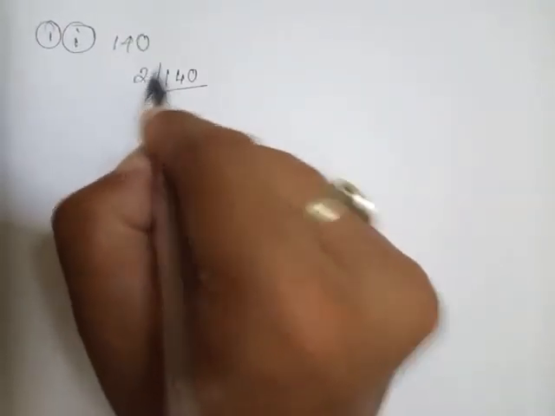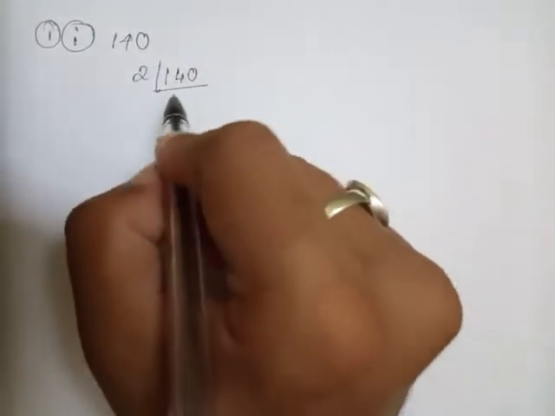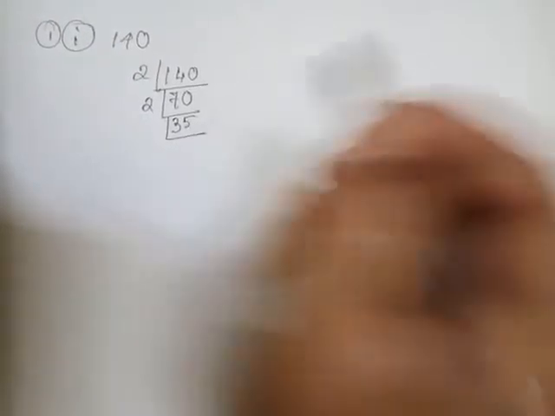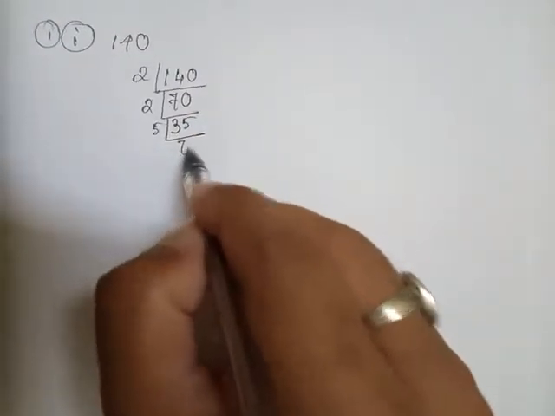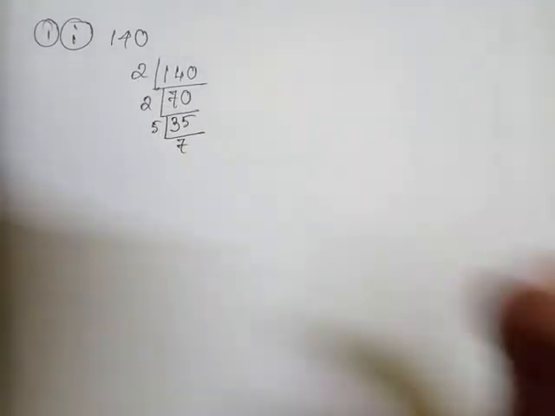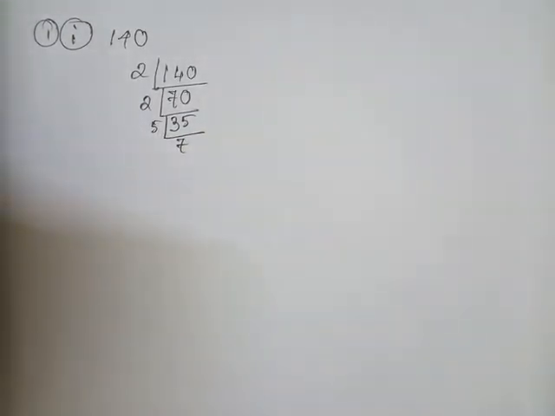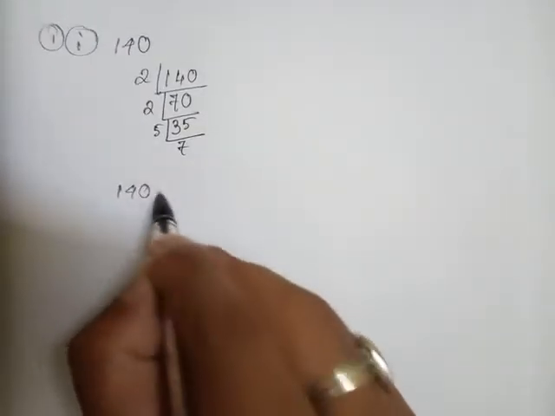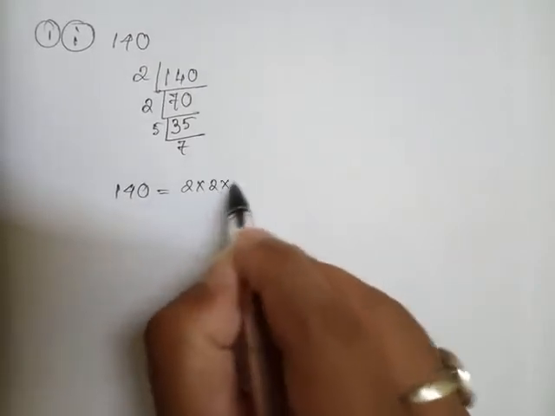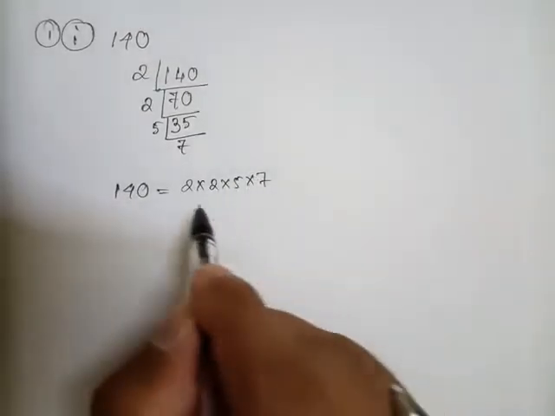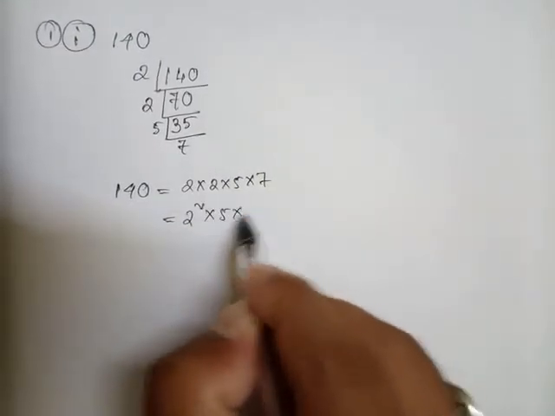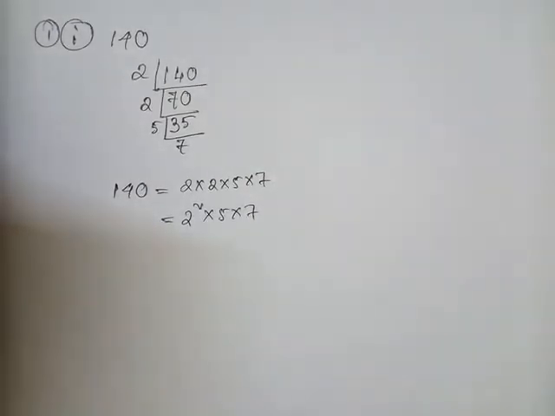Since this number is an even number, divide by 2 only. So there is 70. Now again divide by 2, so there is 35. Now divide by 5, 5 7s are 35. Now look, 2, 2, 5, 7. So here we have to find the number as a product of prime factors. So 140 equals 2 into 2 into 5 into 7. If we keep it like this it is okay, or if I write 2 square into 5 into 7 that will also be okay. This is the representation of the product of the prime factors of the number.